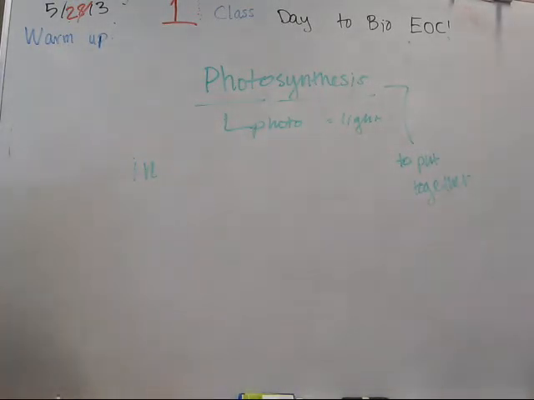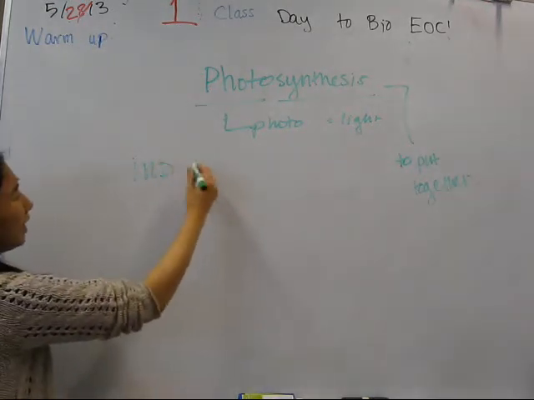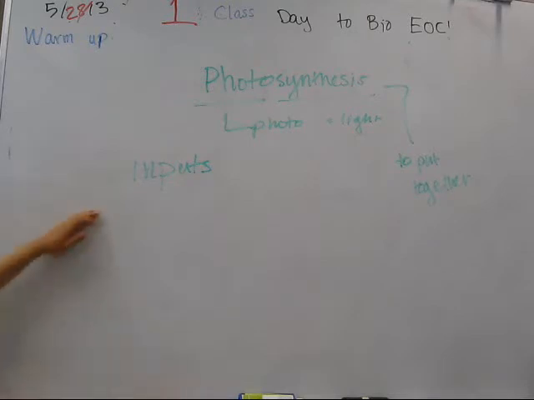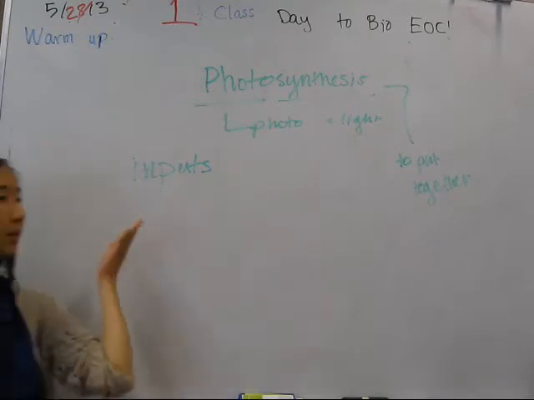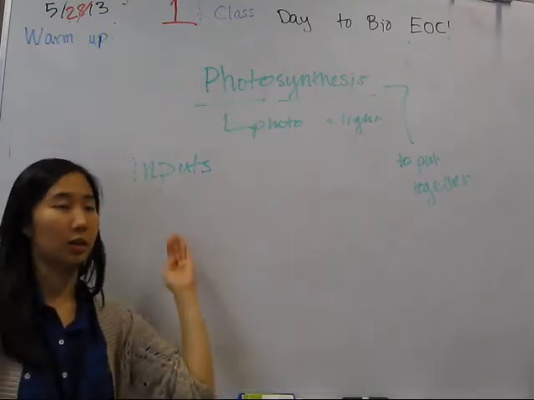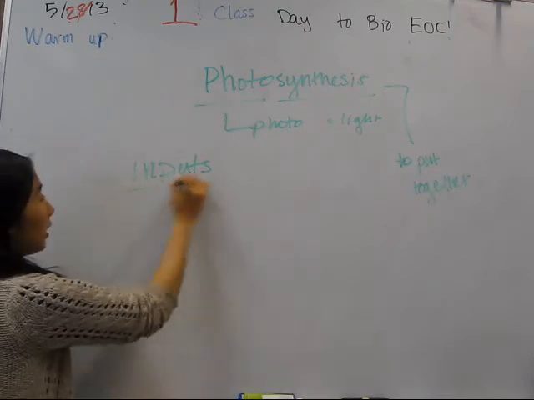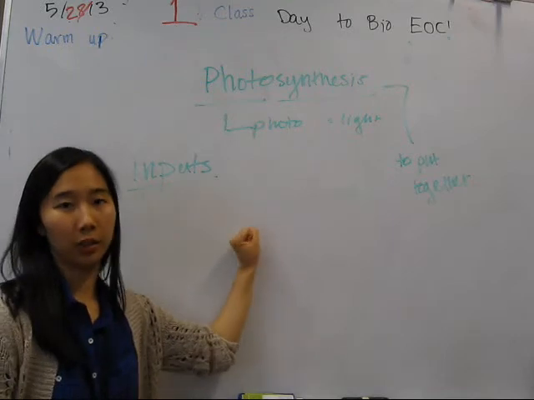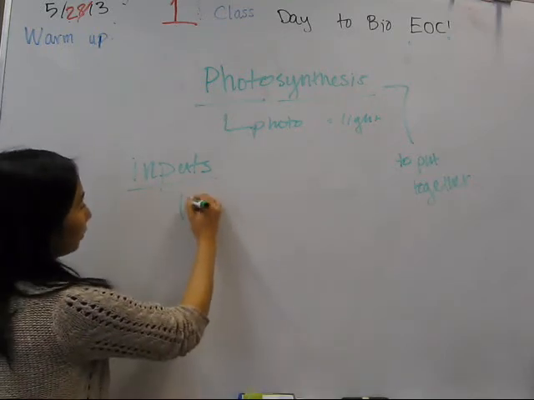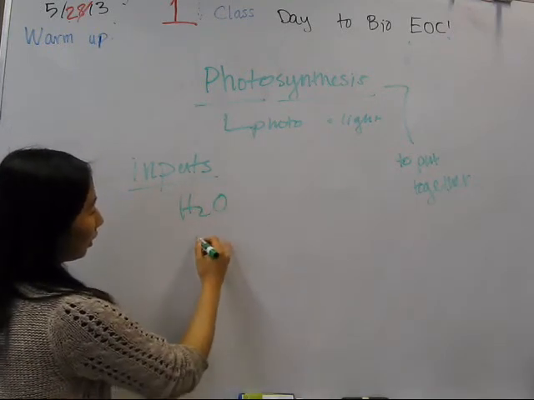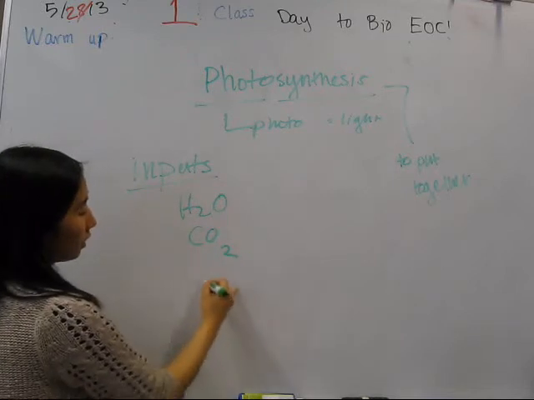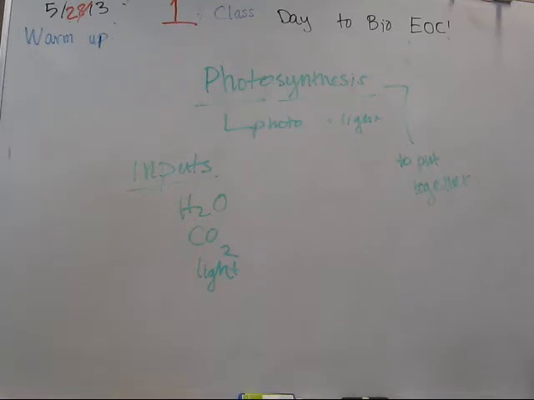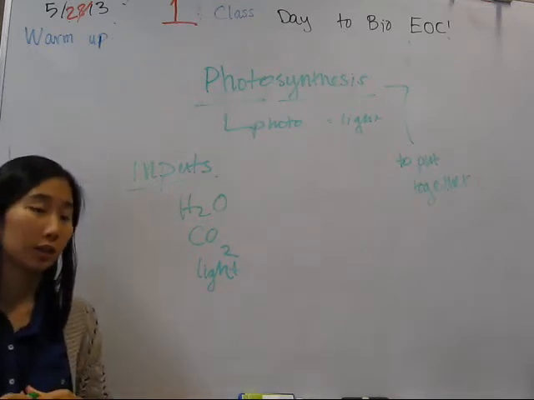photosynthesis requires certain things. In chemistry, we talk a lot about ingredients, but in biology, we call them inputs. You're putting something into the system. It's called an input. Basically, what does your potted plant need to grow really well? For example, it needs water, it needs carbon dioxide, and it needs light. So there are three inputs for photosynthesis.